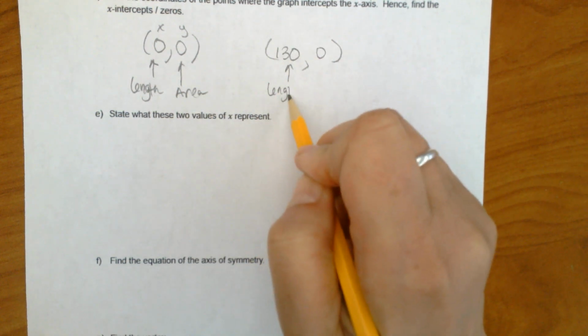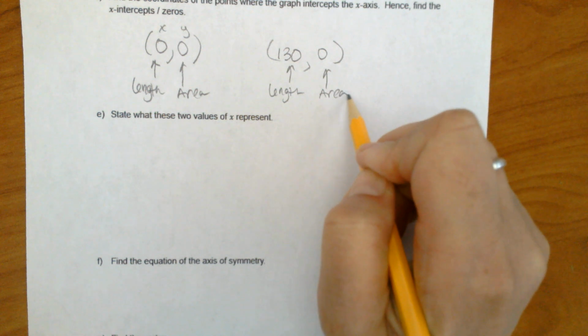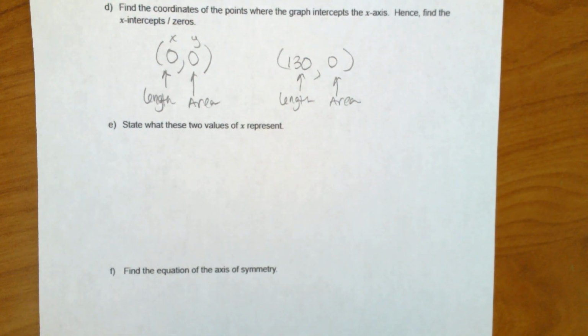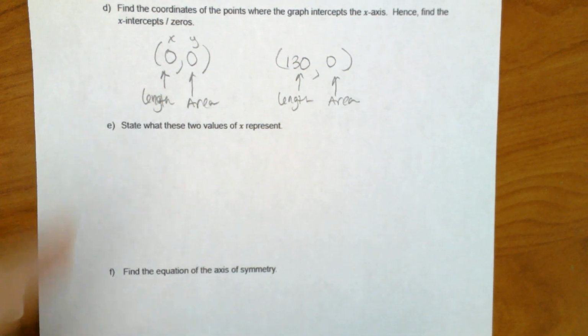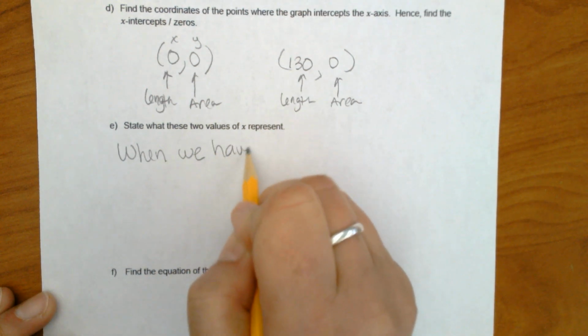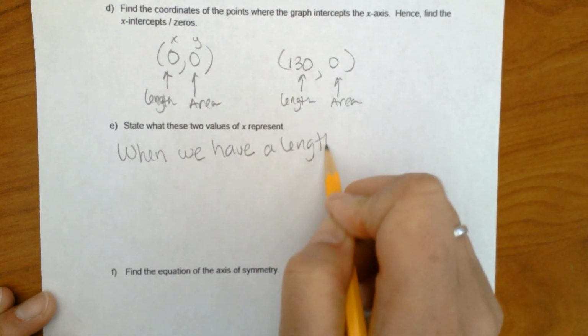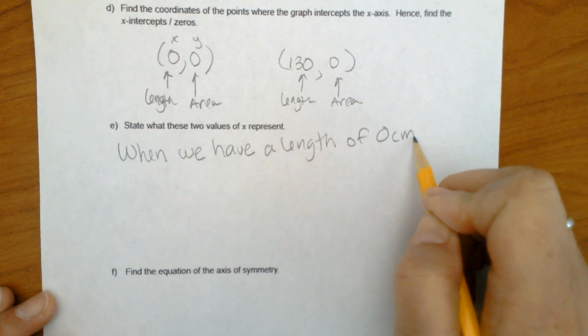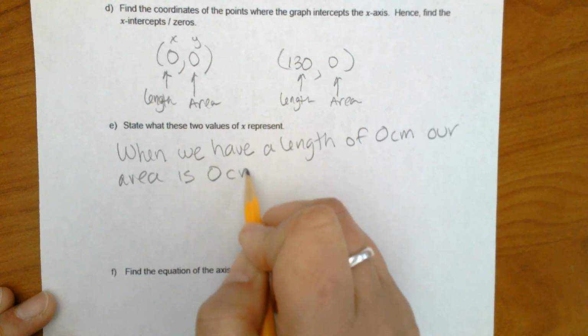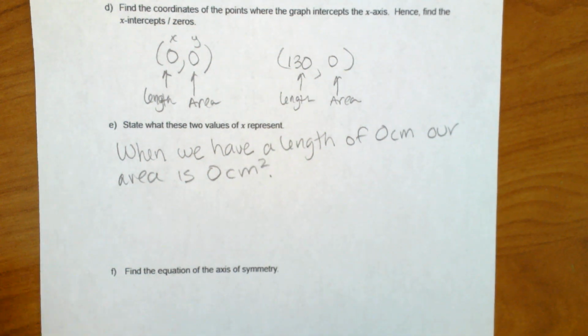And this is length, and this is area. Okay, part E, we have to state what these two values of x represent. So this first value, when we have a length of 0 centimeters, our area is 0 centimeters squared. Well, that makes sense because if we have no length, we're not going to have an area. So there's probably no shape. Okay, so that's the first one.